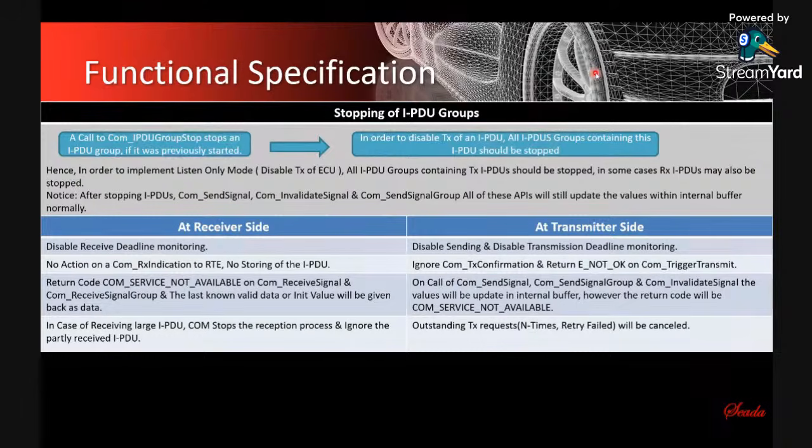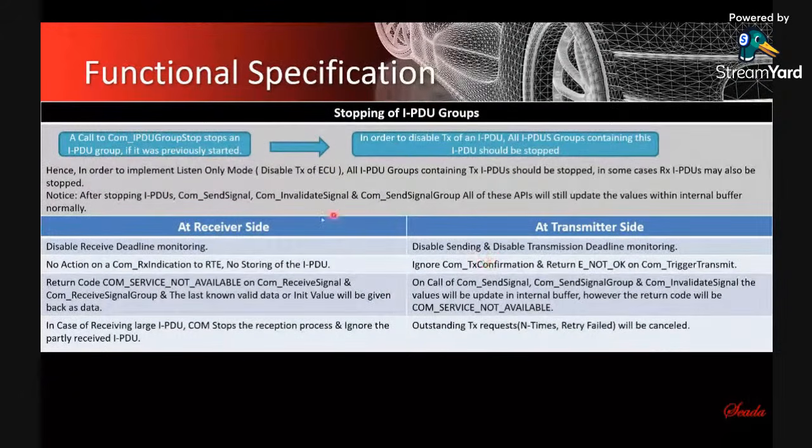Okay, then it will disable the transmission of IPDUs, for example, all IPDU groups under this. If this IPDU group was for transmission, it will disable the whole transmission. And as I mentioned at the beginning, this is how we implement the listen only mode, disable transmit of the ECU. All IPDU groups containing a transmit IPDU will be stopped in this case. And then we could wait until some message is received, and then we wake up on this message.